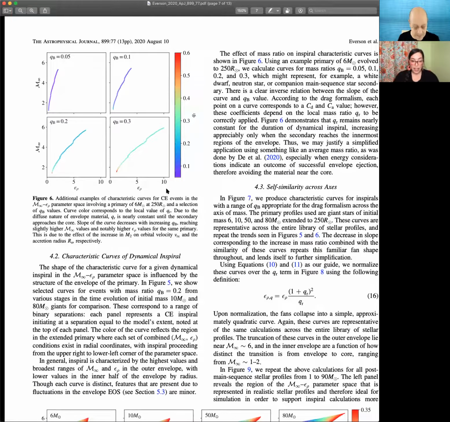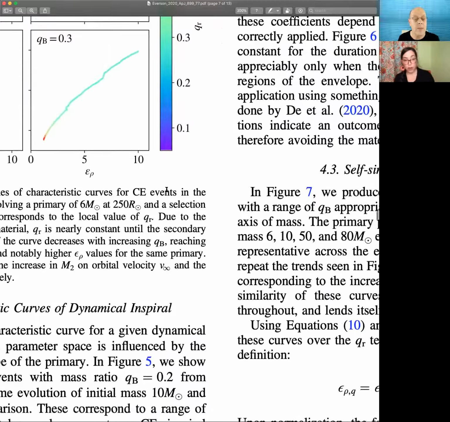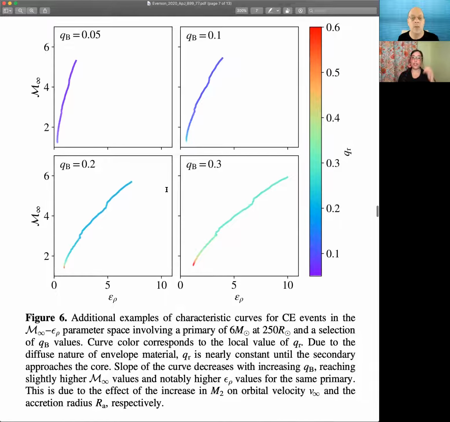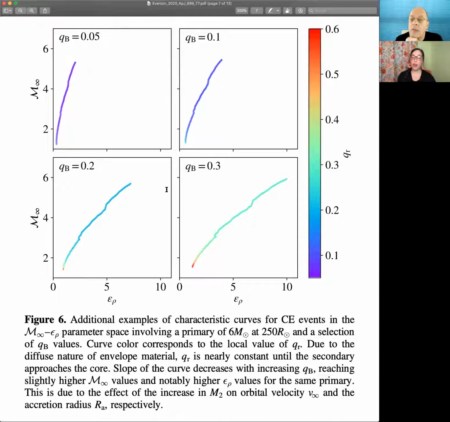What this looks at is one primary star, but looking at different global binary mass ratios. So the color here represents the local mass ratio, QR, and then the binary mass ratio is shown in each panel. So this is for the same envelope, just a different secondary. And what we can see here is that there's a slope dependence on our binary mass ratio. So we are dealing with a wider expanse in what we would call our dimensionless density gradient when we have a larger mass ratio. Now, why would that be?